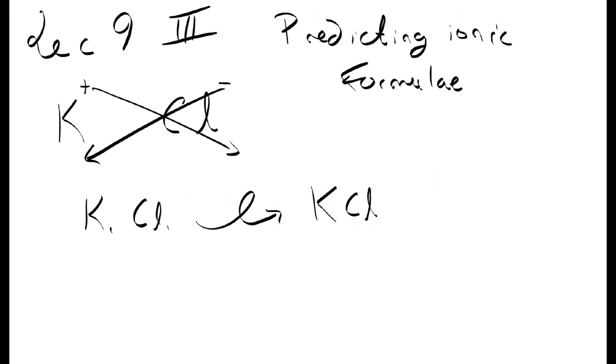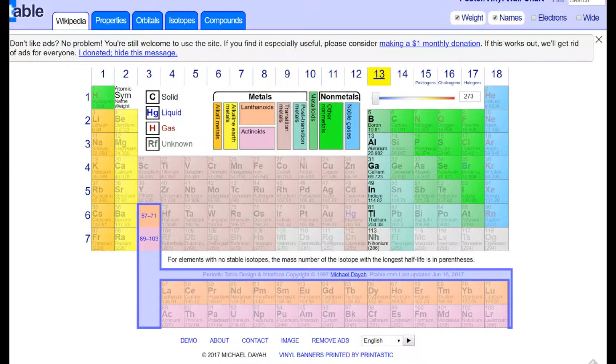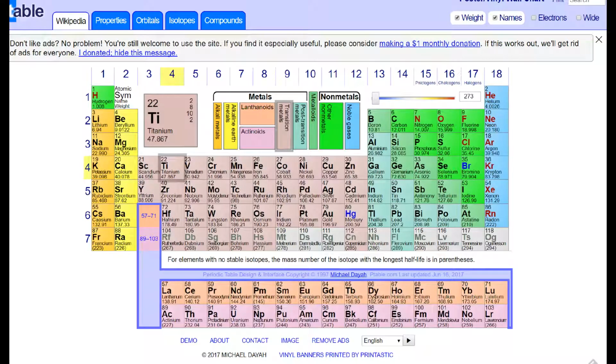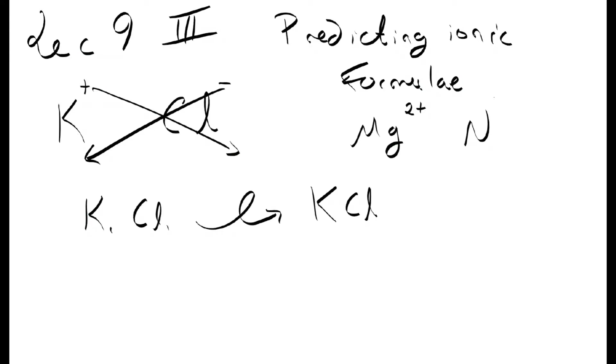Similarly, let's look at magnesium and let's go with nitrogen. Jump over to the periodic table. And we have magnesium here in the second column. It's going to take a 2 plus charge. And here's nitrogen, head of the nitrogens. 1, 2, 3. It's going to take a 3 minus charge. 2 plus, 3 minus. And you cross the streams. That's going to get you Mg3N2.